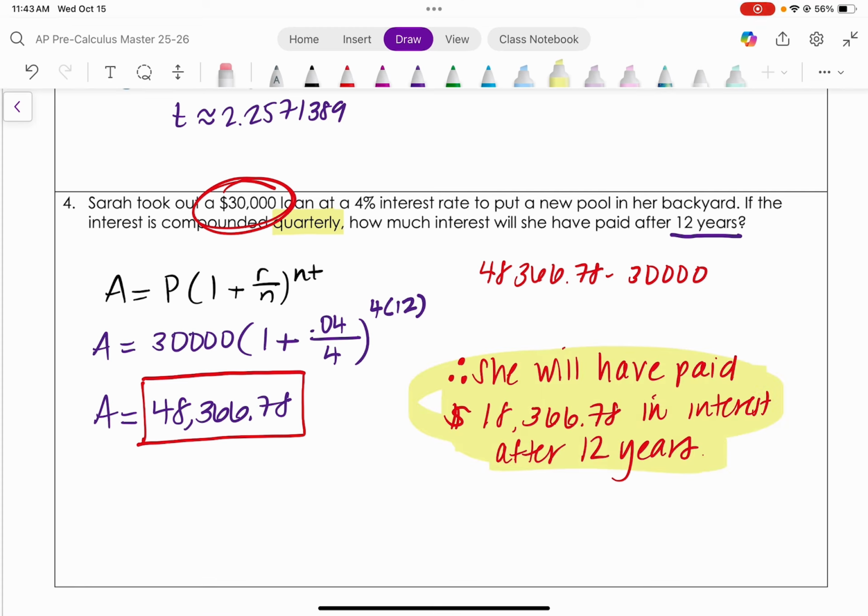So compounded interest can work in your favor where you're gaining interest on your interest. It can also work against you if you're accruing interest on your interest over time. And that's what you're going to look at.